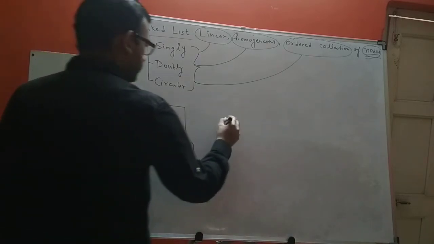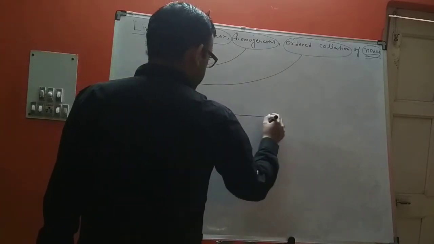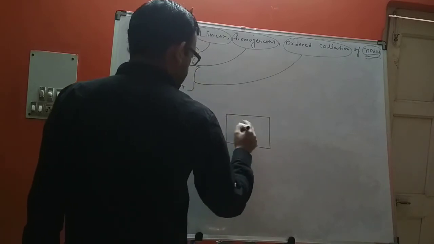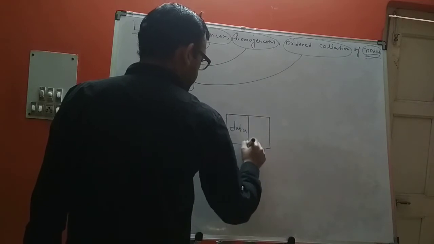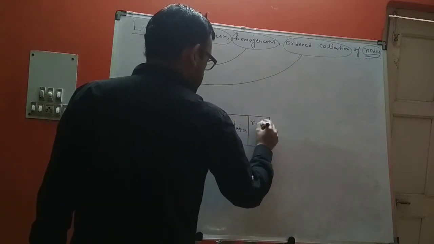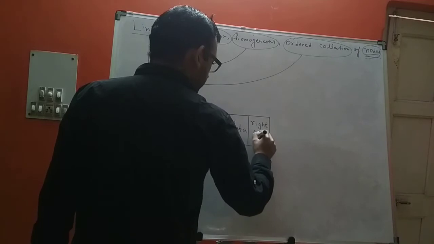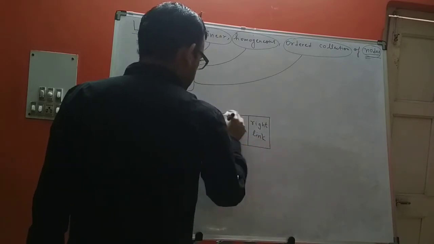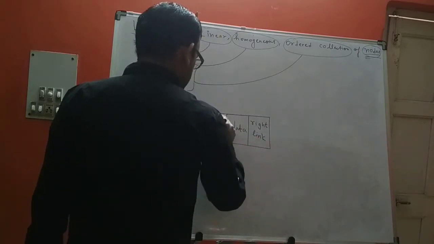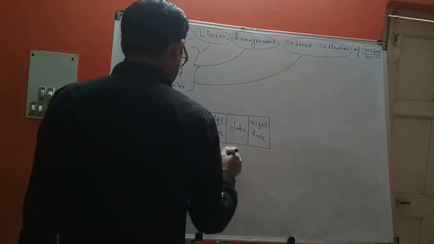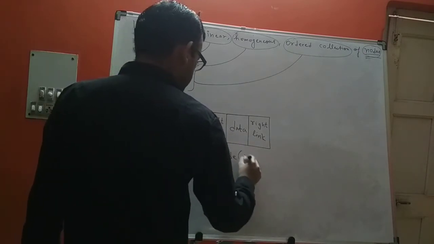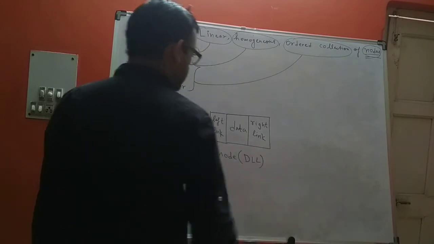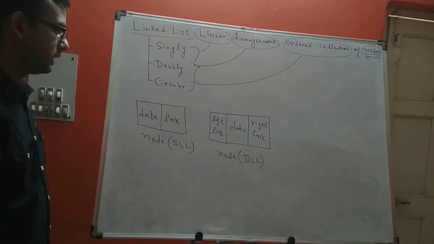Now, what about the node format for a doubly linked list? The node format of a doubly linked list is something like this. You have a data part, you have a right link. So you'll have two link parts. You will have two link parts, and you'll also have a left link. This is the node format for a doubly linked list.